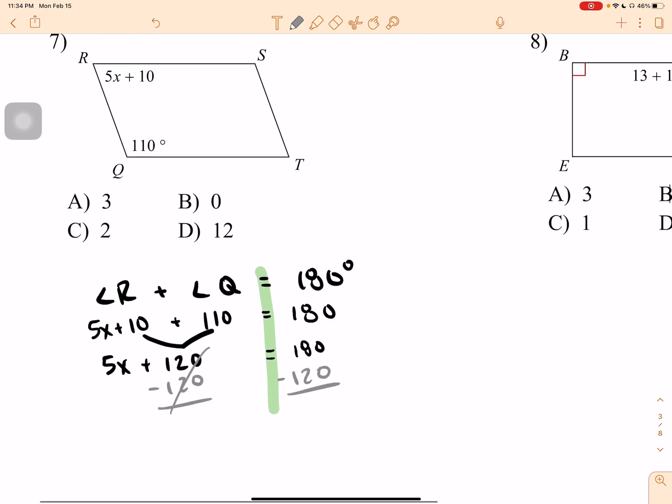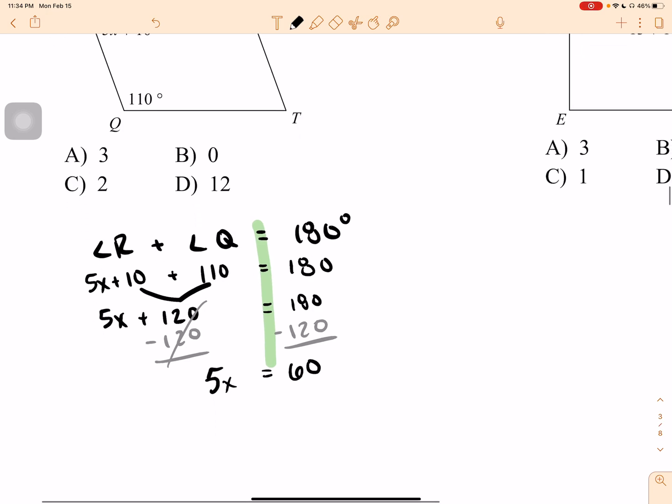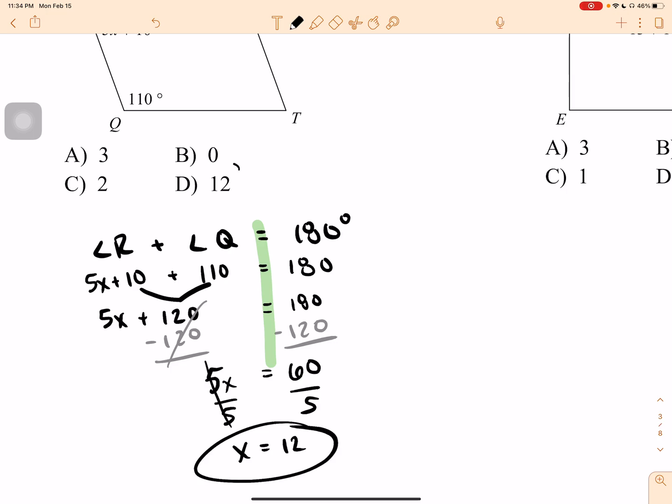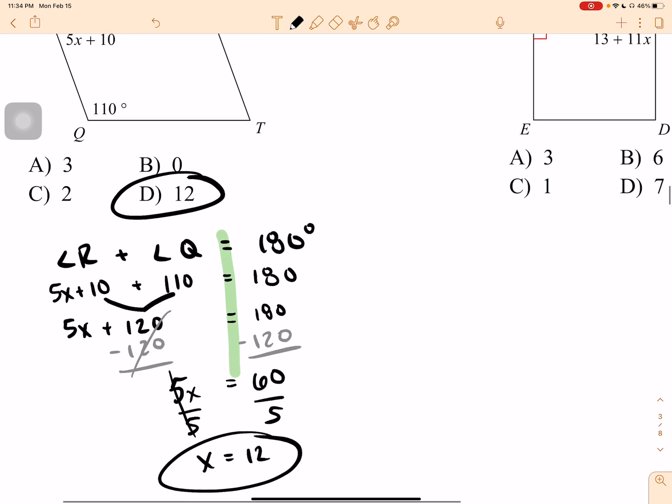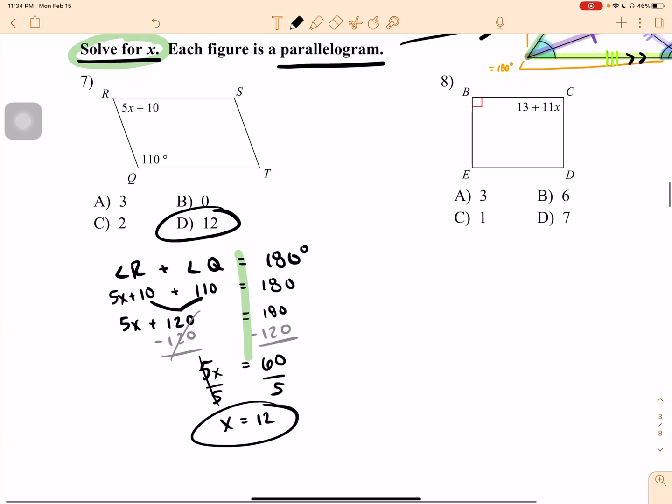Okay, so now we have 5x equals 60. Divide both sides by 5, x equals 12. And this answer is D. Okay, so apply the same knowledge to number 8.